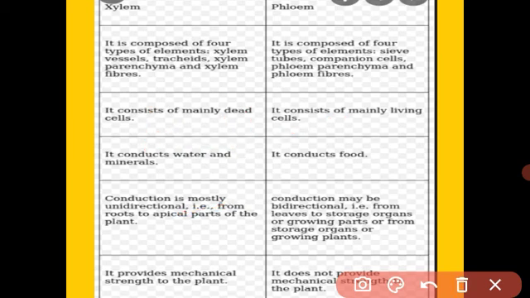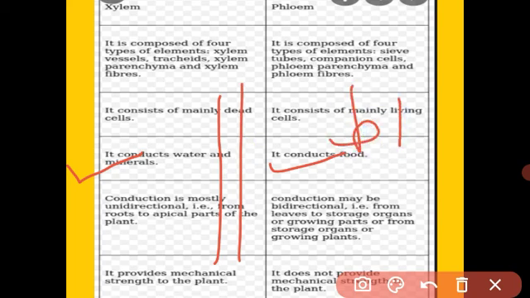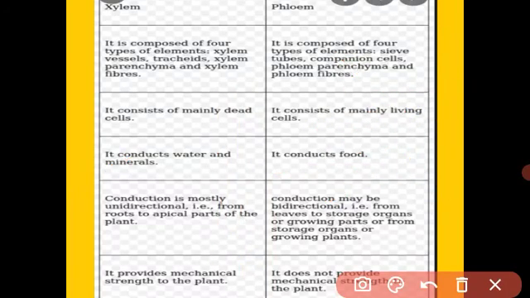Got it? Xylem conducts the water and minerals, while phloem conducts the food. The xylem tissue is unidirectional, meaning it transports only in the upward direction, and the phloem tissue is bidirectional, meaning it conducts the food material to all parts of the plant. So it is called bidirectional. Got it? Xylem provides mechanical support and strength, and phloem also provides mechanical support to the plant.